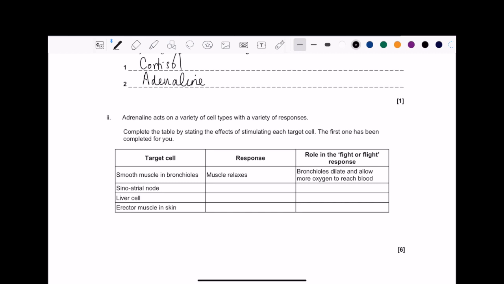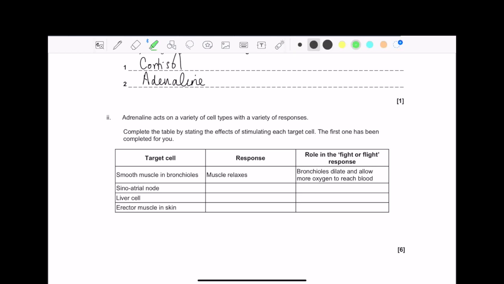So for the sinoatrial node, I'm going to think, well, what does it do? I know that it fires impulses, so I'm going to write that. However, there's one thing that needs to be noted and understood. I just went into the table wanting to write my answers, but actually, when it comes to table questions, there's a little trick to it. I would implore you to read the information above it.